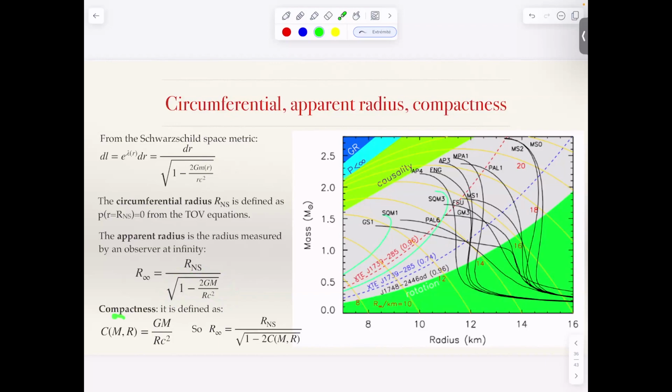And you can also define an interesting quantity, which is called the compactness of the star. It is proportional to the mass over the radius of your system. Then if you inject this compactness into this equation, you will see that the apparent radius of the star will be shifted by a function of the compactness of the star. So the compactness of the star will modify the radius of your system.